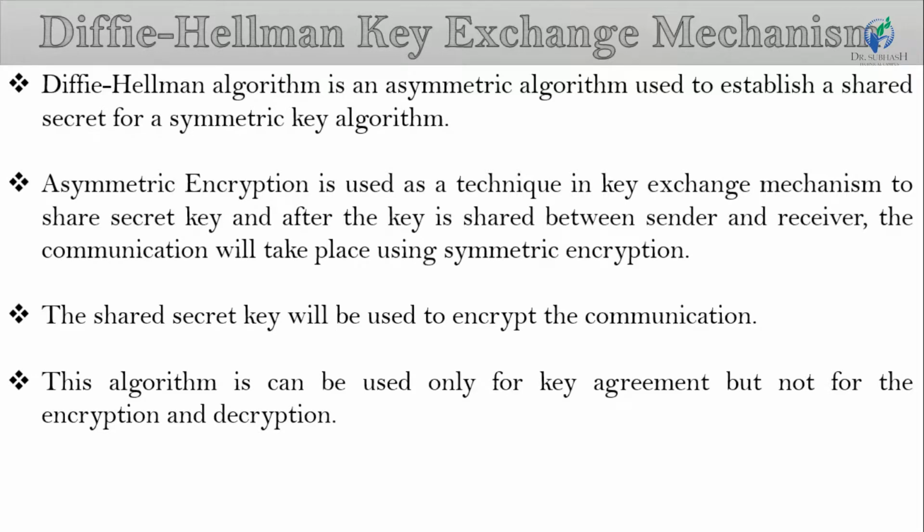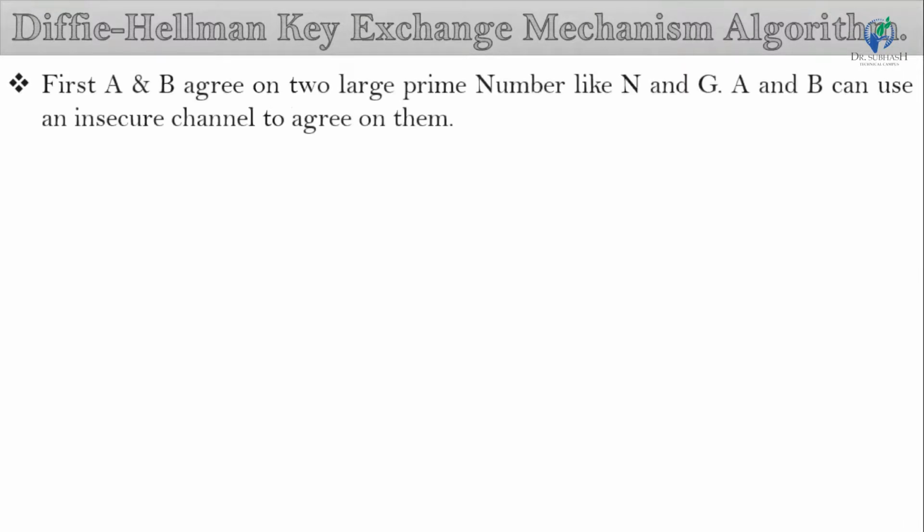So, with the help of this basic introduction, now we move on to the Diffie-Hellman key exchange algorithm. So, in this algorithm, first A and B are two parties that agree on two large prime numbers, n and g.